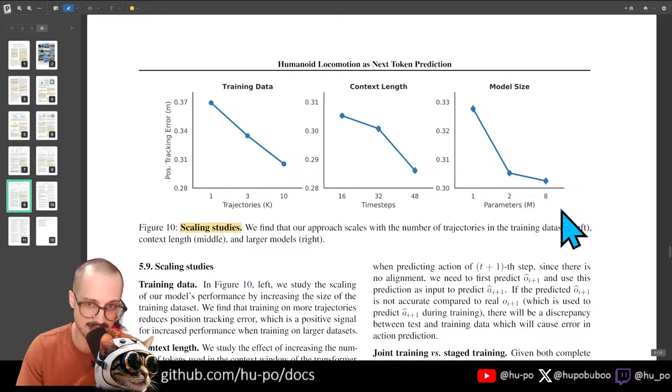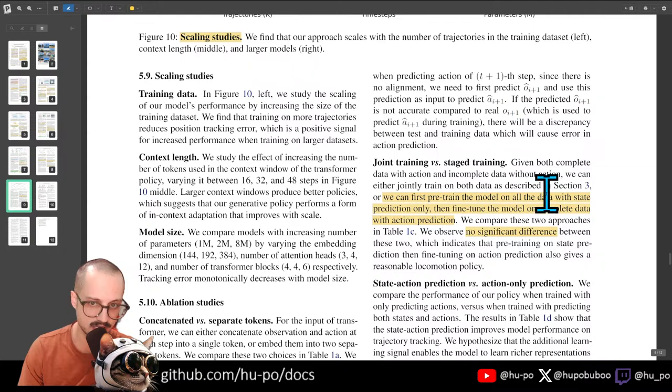And these are really tiny. This is an 8 million parameter transformer. That's a very small transformer, right? We're not talking about a 7 billion parameter model. We're talking about an 8 million parameter transformer, which is small.